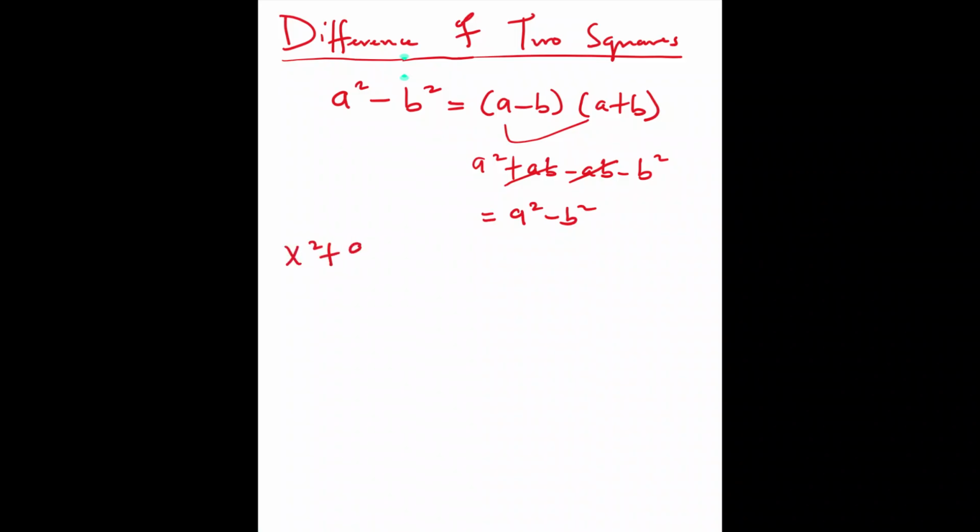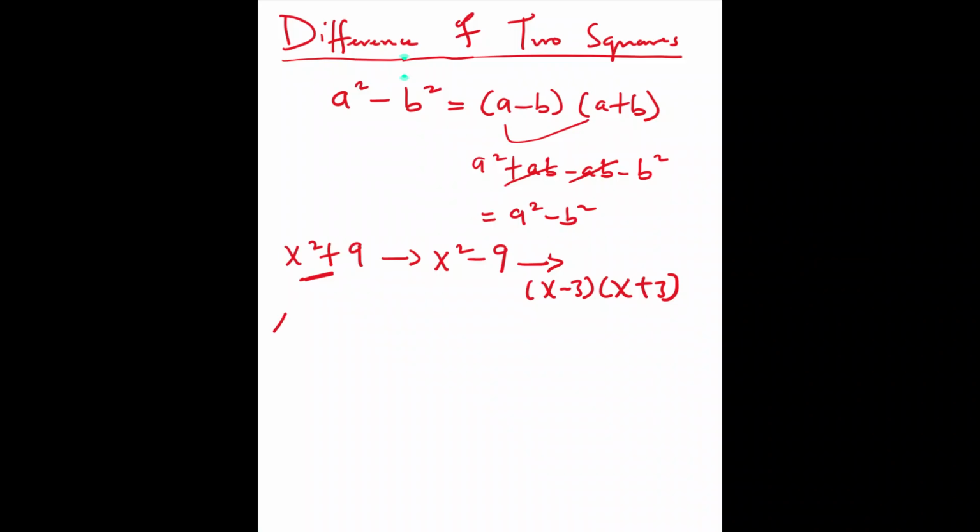The following are not examples of difference of two squares. For example, we have x squared plus 9. X squared plus 9 is not a difference of two squares. If we had x squared minus 9, we can get a difference of two squares. That will be x minus 3 and x plus 3. But in this case we cannot, because the two terms have to be separated by a minus sign, and both of them have to be perfect squares. Like the square root of 9 is 3, right?